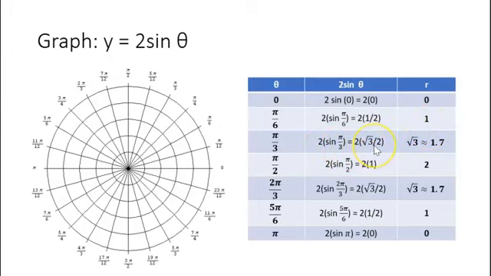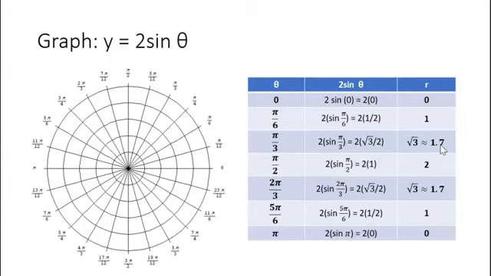Sine at pi over 3 is square root 3 over 2 on my unit circle, and then times 2 got me 1.7. Now, I did do the square root, and I rounded it to 1 decimal place, because that's about all you can estimate on these graphs anyway. And we would want to know what the square root of 3 is approximately equal to.